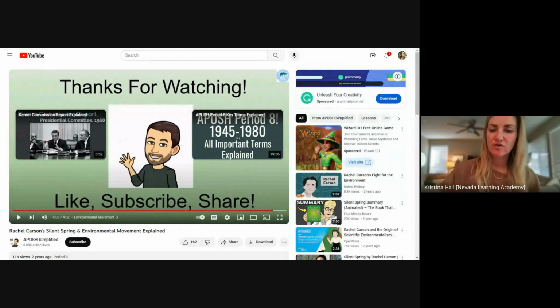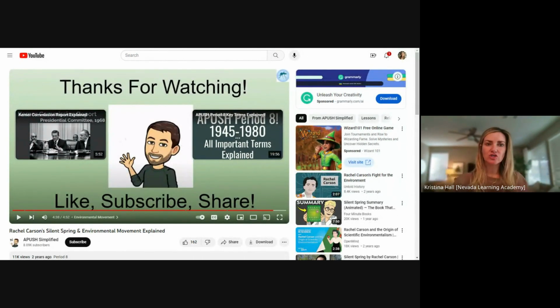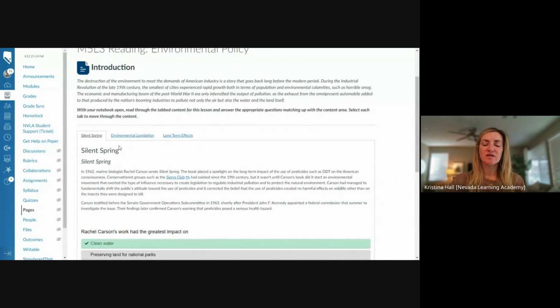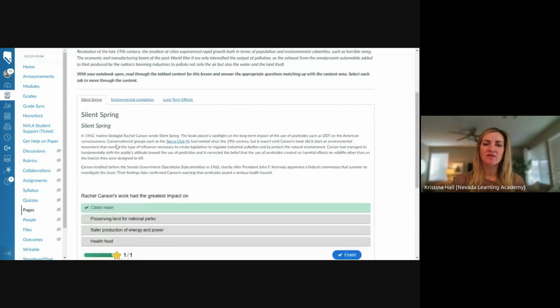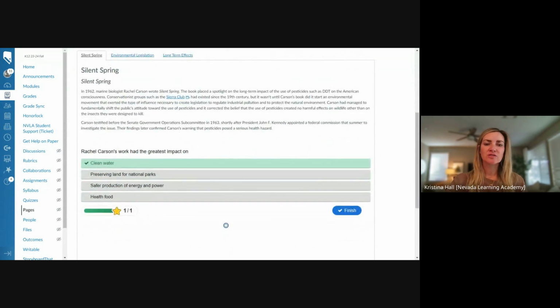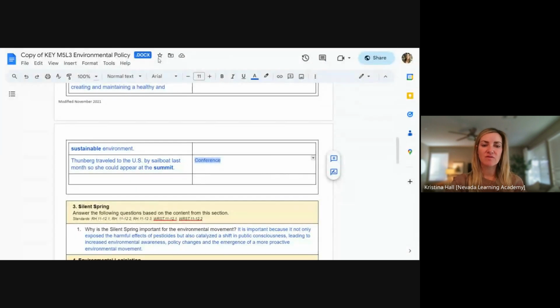So this book was really groundbreaking as far as launching on a larger scale the movement, on the Silent Spring book, the movement of environmental protection and regulation. So Rachel Carson's work had a great impact on clean water, okay? Because a lot of the runoff from those pesticides was contaminating local lakes and ponds and rivers and water sources that towns were pulling from. So this book definitely had a large impact in a lot of areas, but probably the largest impact in clean water.